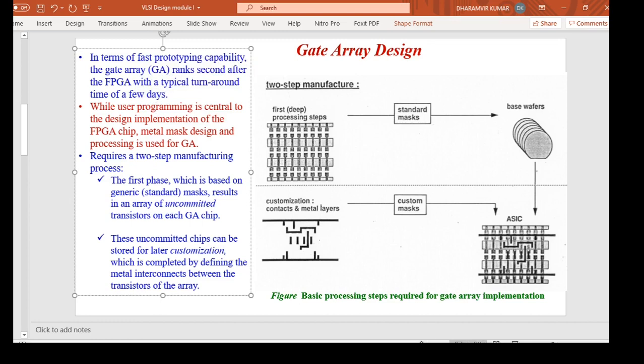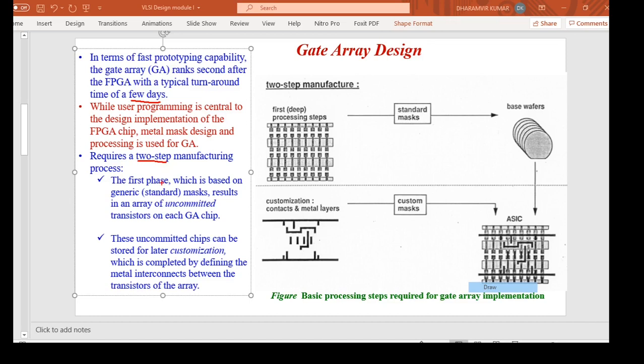It means that you can get a chip fabricated in a matter of few days when using gate array design approach. So look at this diagram. This describes the steps that are involved in gate array design process. So basically it is a two-step manufacturing process.